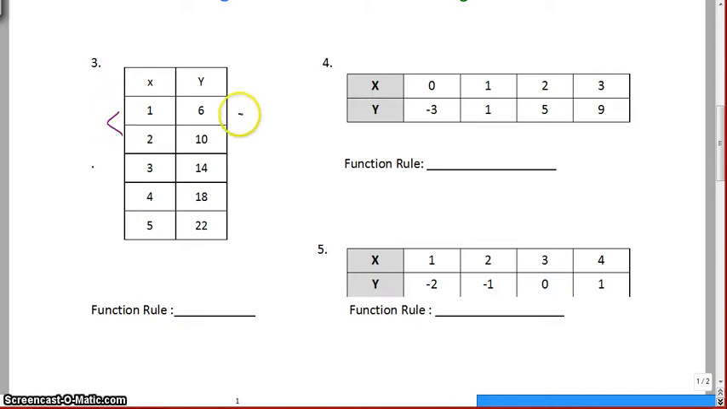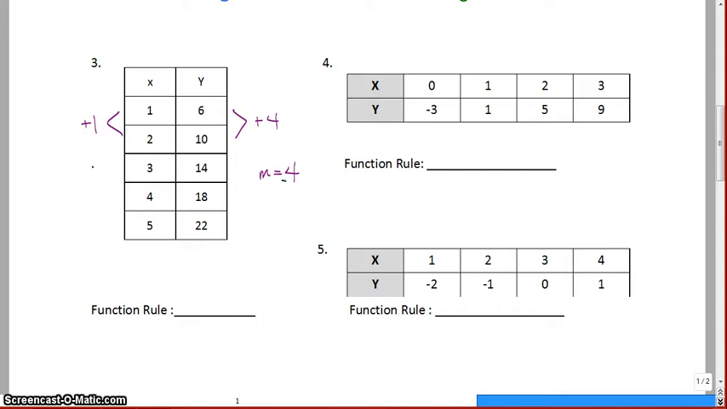So still, we've got to find our change in x and our change in y. So our change in y is we're going to go up 4. Our change in x, we're going to go up 1. So our slope, or our rate of change, is going to be 4 over 1, which we can just call 4. Now we have to find our starting point.